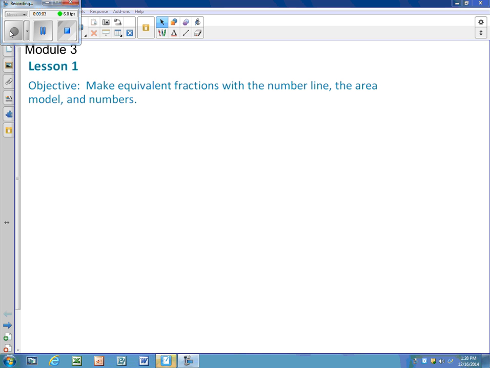This is the video for Module 3, Lesson 1. We're going to learn how to make equivalent fractions using both a number line, the area model, and using numbers to make them.